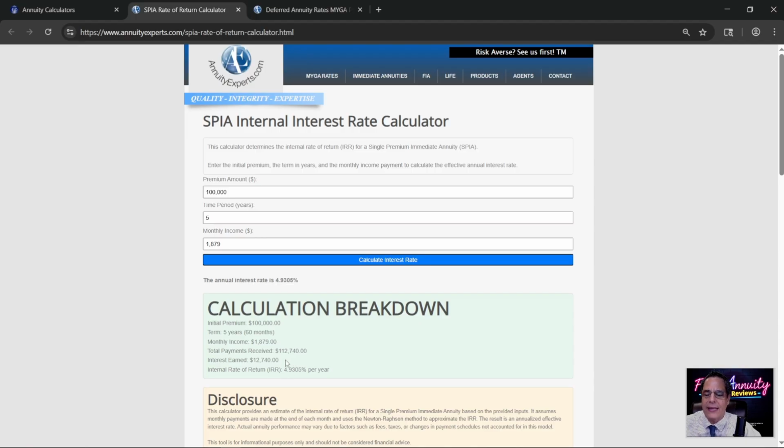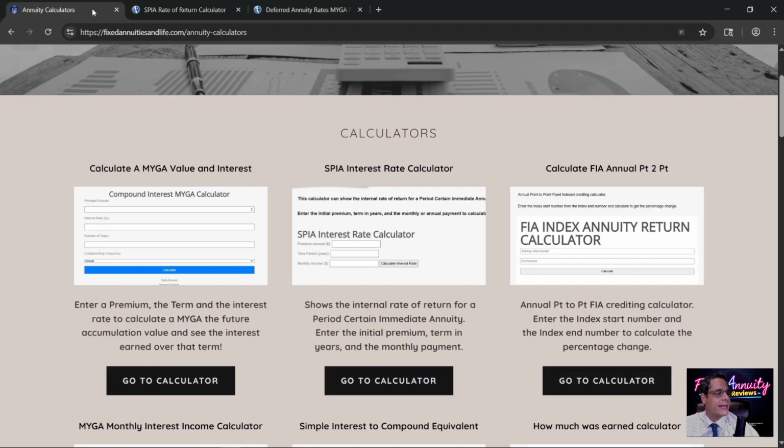So you're closer to like that 1,500, but it'll tell you the internal rate of return. Or if you got a lifetime SPIA, you can calculate how much you've gotten and what your rate of return is up to that point. So anyway, yeah, that's the SPIA calculator for internal rates of return.